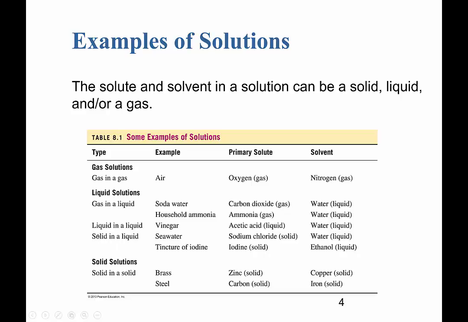I could also have solids in liquids, just like we talked about with the salt water. That would be like seawater, where I have salt dissolved in water. I could also have solid in solids. In that case, I could have something like brass, which is an alloy, and that is zinc and copper mixed together. So typically we think about solids in liquids, but that doesn't necessarily have to be the case.